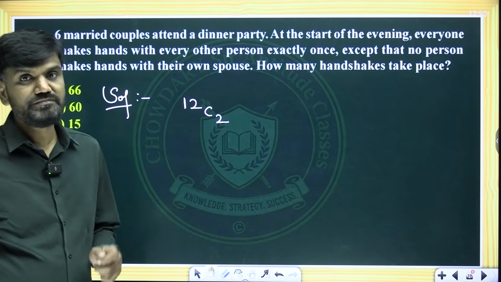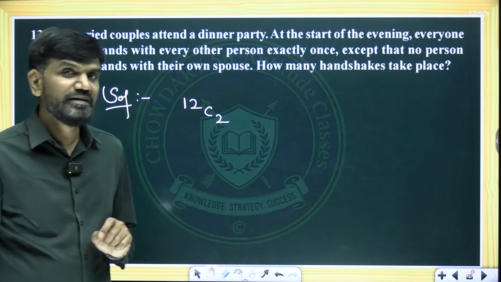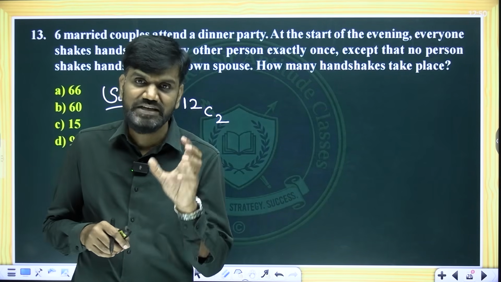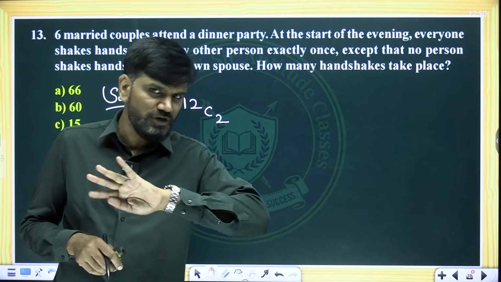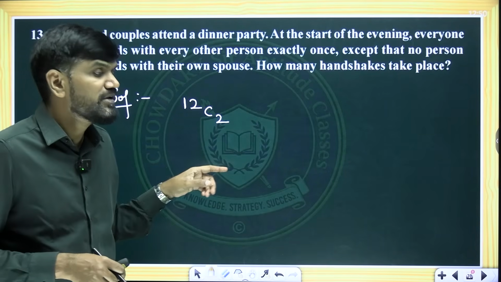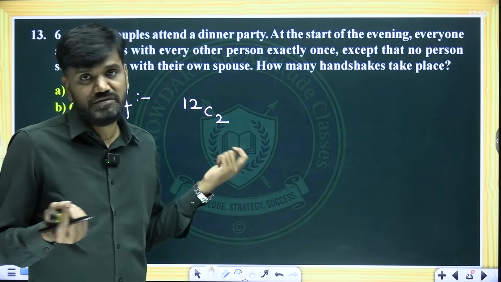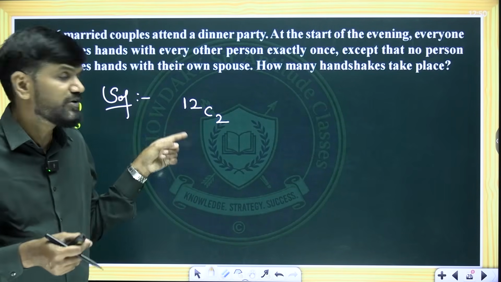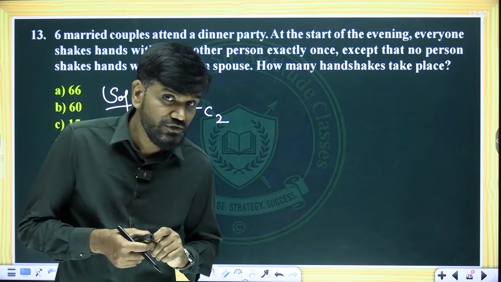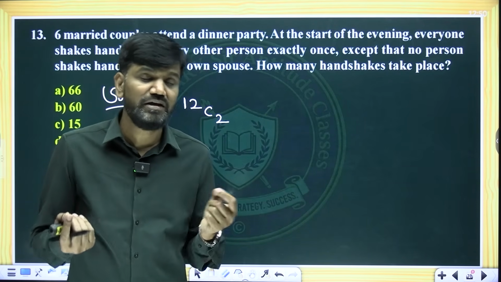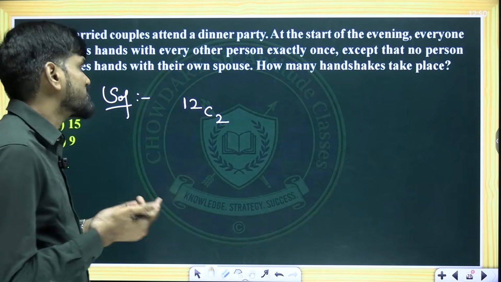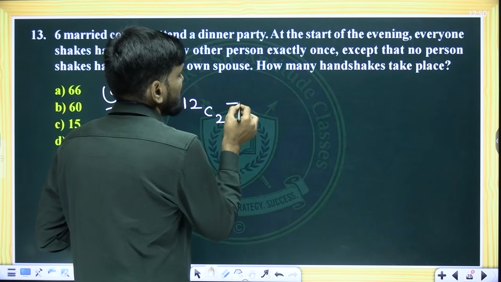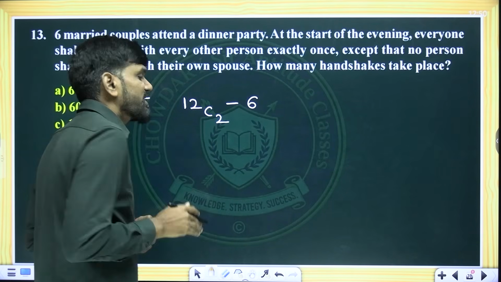12C2. Out of that, between any couple there is no shake hands. So how many couples are there? 6 couples, meaning 6 shake hands you should not count. A couple may be shaking hands with each other, wife and husband, in this particular combination. But I should not count those shake hands where a man is shaking hands with his wife. So there are 6 couples, meaning there are 6 such shake hands where a wife is shaking hands with a husband. Those 6 shake hands I have to remove.